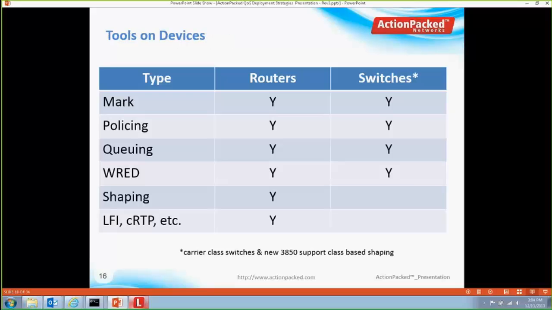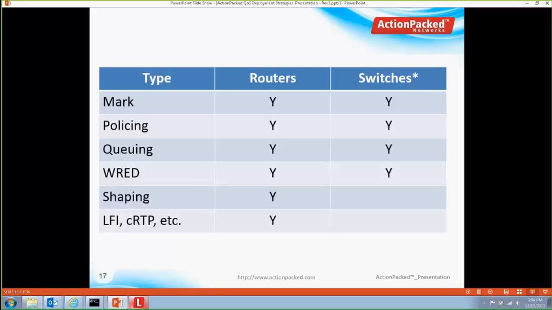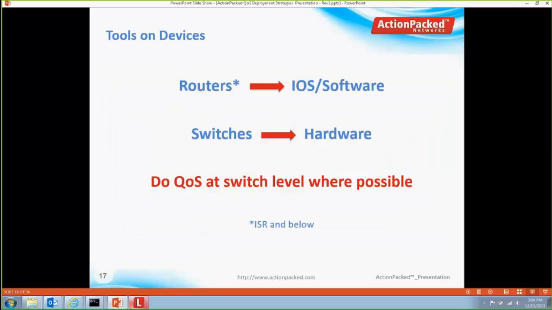We also need to understand that not all devices are created equal. For instance, Cisco enterprise class routers typically have the full QoS tool belt at their disposal, where traditionally Cisco enterprise class switches do not. With that said, Cisco enterprise class routers will do QoS in software, where switches will do QoS in hardware. So whenever possible, it is best to implement QoS at the switch or LAN level. But do keep in mind that switches do not have the full tool belt at their disposal.